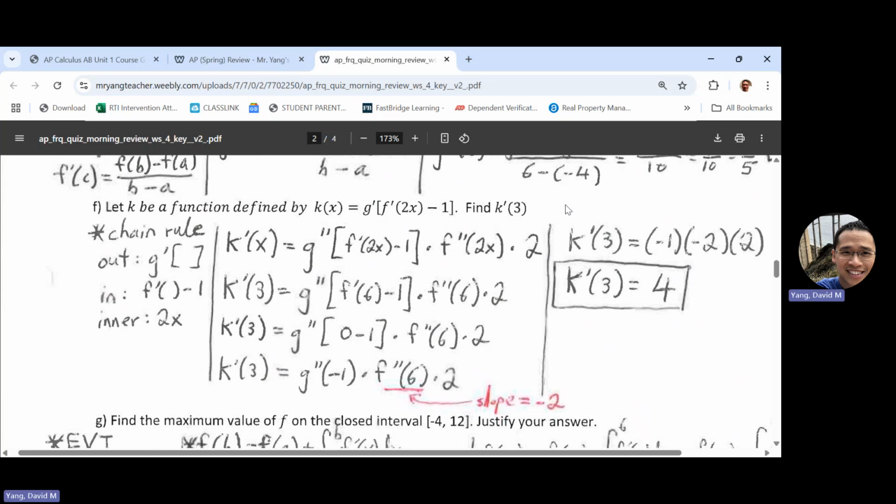Okay, replace all the x's with 3. And then you're just off to using your table or using your graph to get it down to a number. G double prime of -1, we can pull from our table. F double prime of 6, we can pull from our graph. We know F double prime is just the slope of F prime.